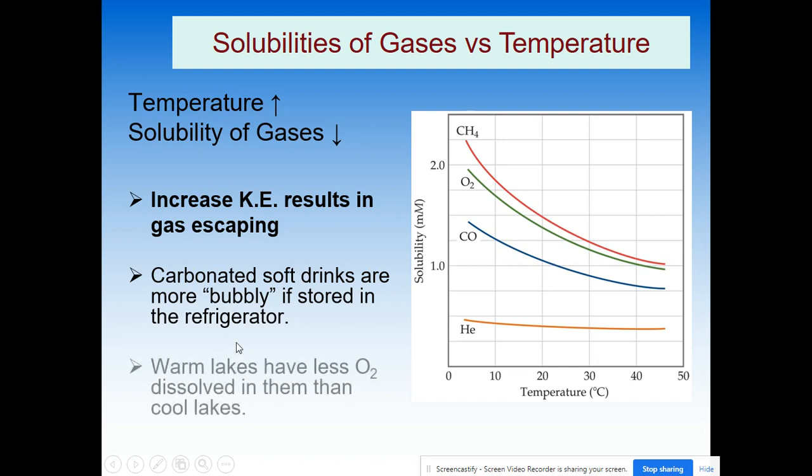So this kind of makes sense. If you store your soft drinks, you want to store them in the refrigerator where it's cold to help the carbon dioxide stay in solution. And if you think about it, if lakes get really, really hot in the summertime, a lot of times there's less oxygen dissolved in the water, and that makes it difficult for fish to breathe. And sometimes you have fish kills in the water because of that. So, solubility increases for solids with temperature, decreases with gases.